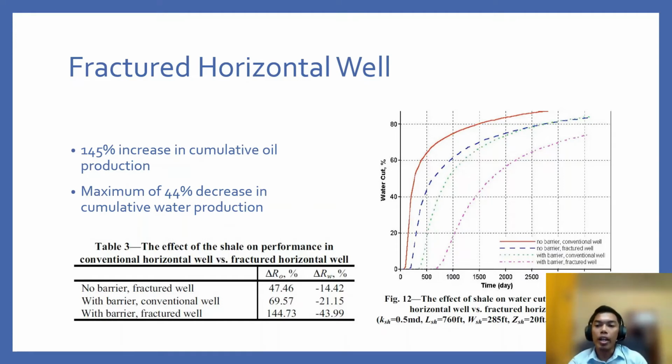So that is why a fractured horizontal well with barrier will help with the water problem, as it will delay the water production in the well, which results in higher oil production, increases the time of oil production without the water, and also means fewer cost issues.